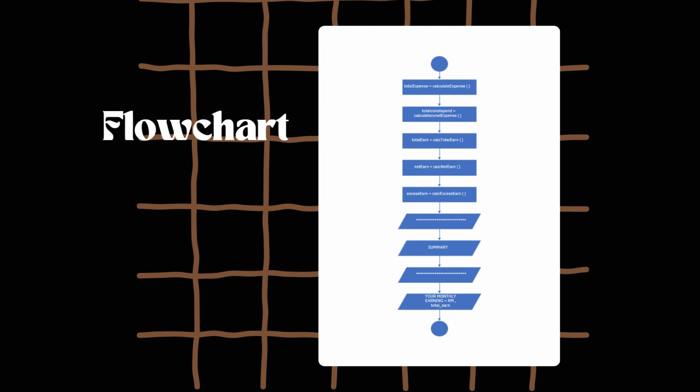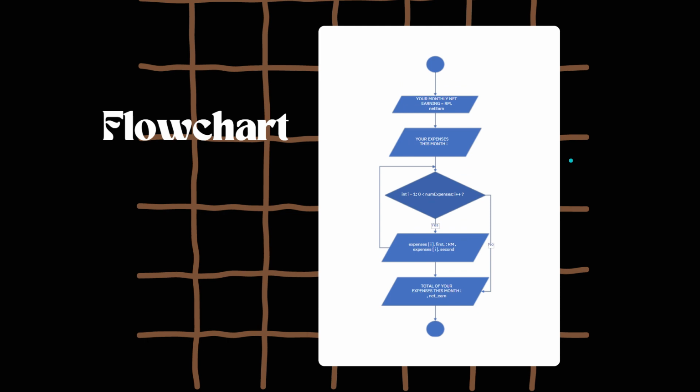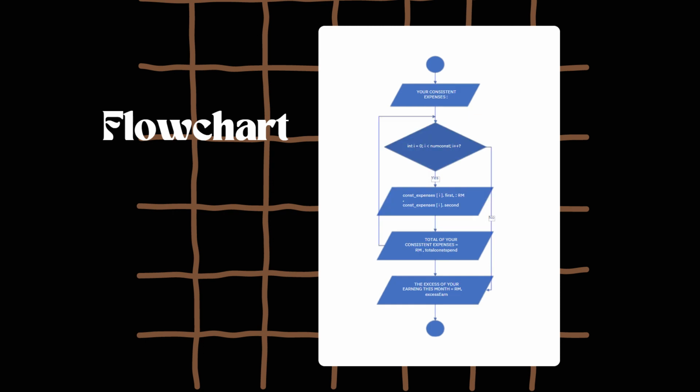In the output, the system will be showing the user earning, monthly net earning, type of expenses, and its amount with the total of it. After that, it will show the consistent expenses with its amount and the total of it. At last, the system will show the excess of the earning for the month.